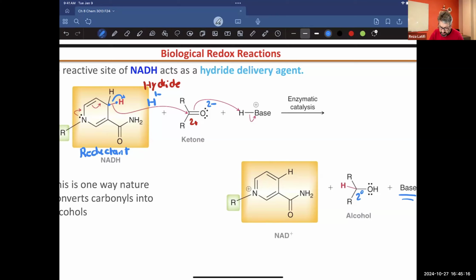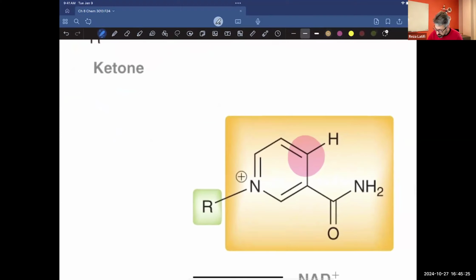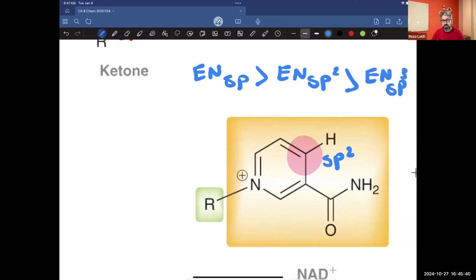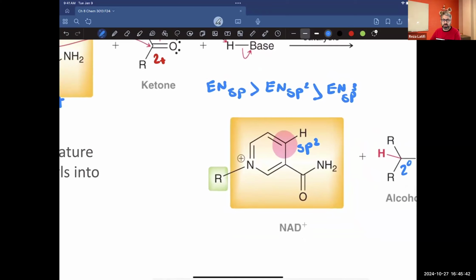Now let's zoom in on the same carbon. This is the carbon that we were talking about. That carbon now has sp2 hybridization. And remember, the electronegativity of sp hybridization is higher than that of sp2, and that is higher than the electronegativity of sp3. So our carbon used to be sp3, and now we turn it to sp2. So this carbon is now thirsty for electrons.